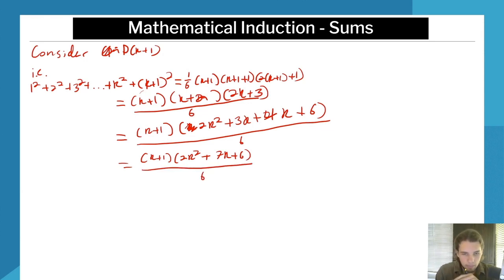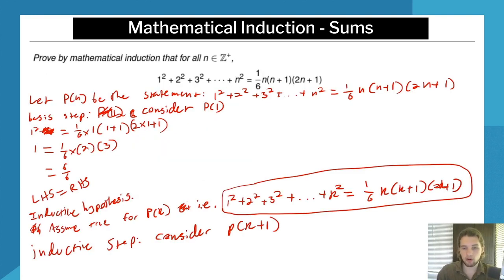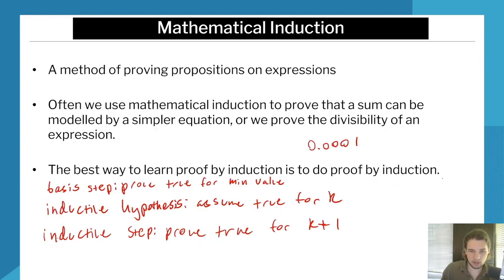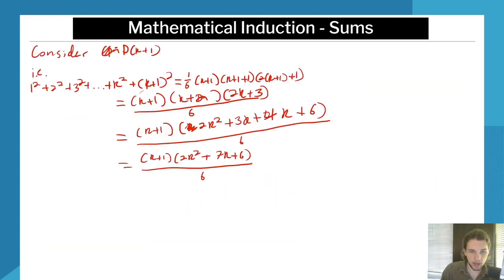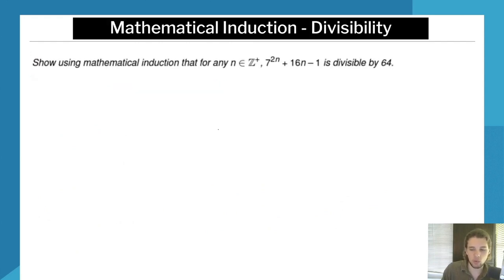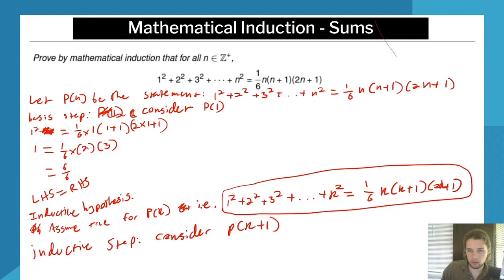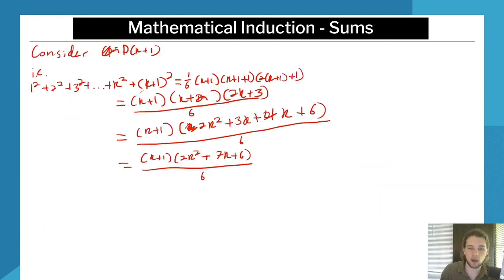I'm already starting to see some patterns that remind me of this situation over here. We have the 2k plus something; this time we have 2k squared. If we were able to take the k out of this, we would benefit because we'd be able to put the k at the front. Basically, we're looking for patterns that we can try to replicate through challenging algebra.